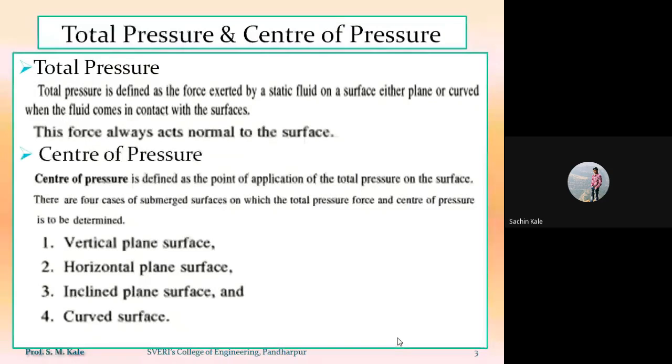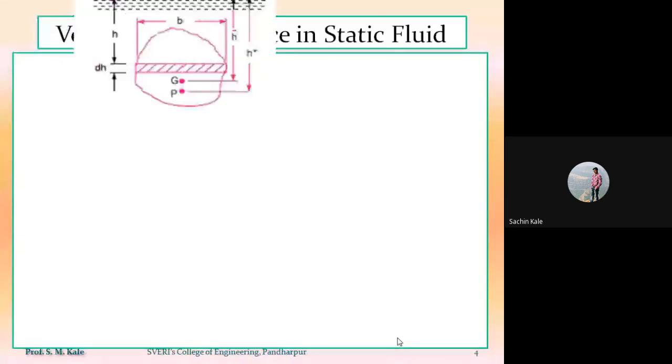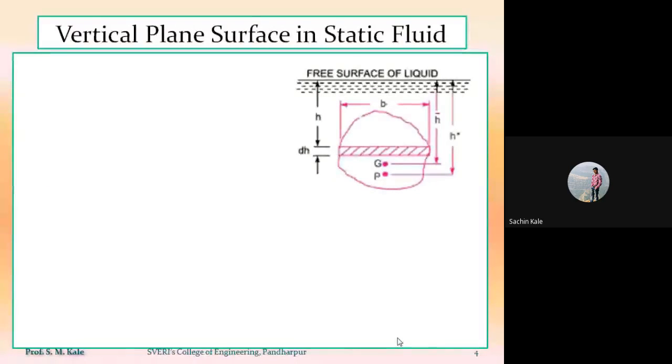So first of all, vertical plane surface in a static fluid. As we have covered this part in the class, I am going a little bit fast. So here we are going to consider a static fluid, and in that static fluid we have immersed a plane surface vertically. As this plane surface is immersed in a static fluid, whatever fluid is surrounding this plane surface will act with pressure force on this plane surface.